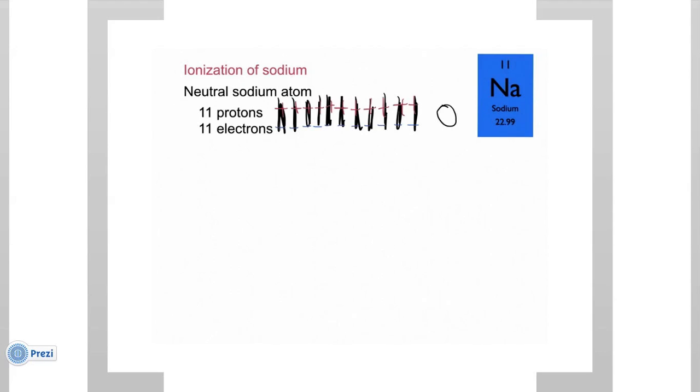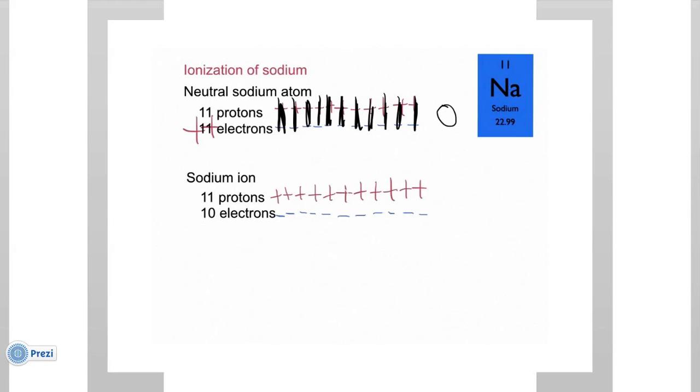0. Now, the sodium ion, on the other hand, still has 11 protons, but since it has lost an electron, it only has 10 electrons. So, when we look at how the charges cancel, positive still cancels out negative, but we still have a positive left over, giving the sodium ion a charge of +1. Thus, the symbol for the sodium ion is Na+.